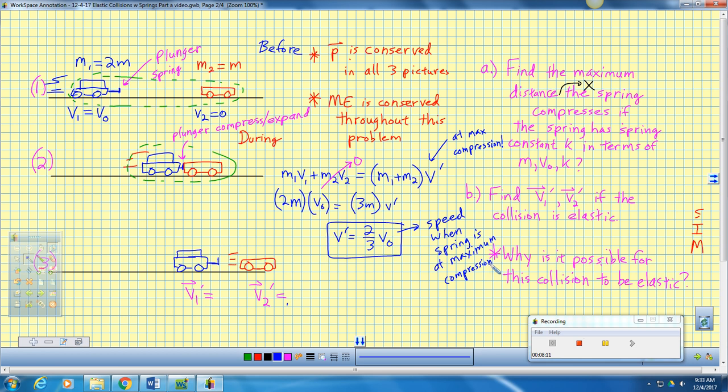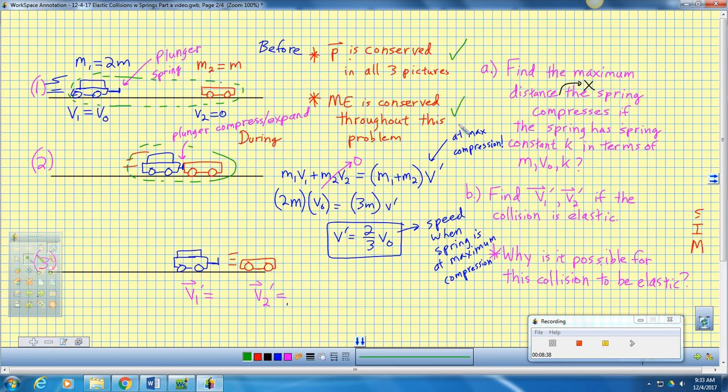And that's all fantastic, but it didn't answer the question. What we're looking for is, what's the maximum distance the spring compresses? Well, we started off by saying there's two big ideas we're going to apply. We just applied that momentum is conserved. We also have the notion that mechanical energy is conserved in this system throughout.